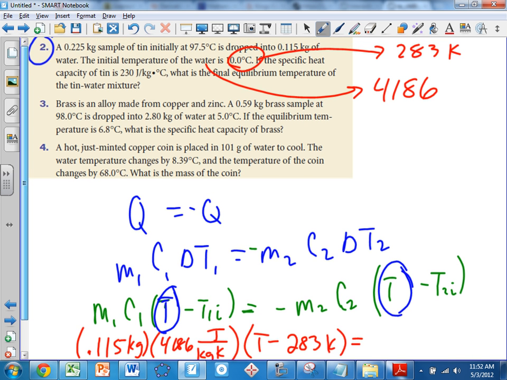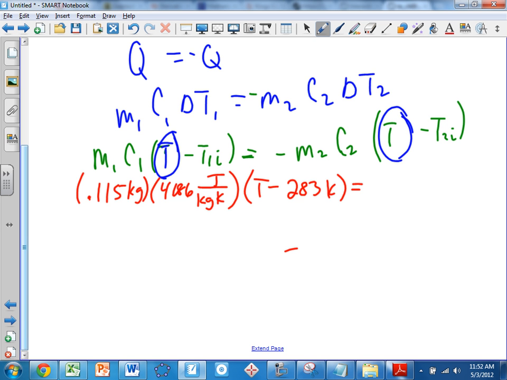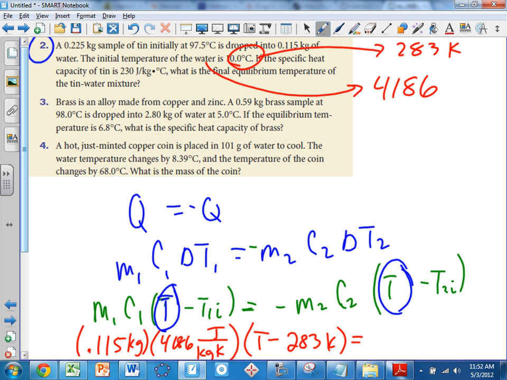The right-hand side is going to be negative 0.225 kilograms. Okay, the right-hand side. Again, guys, come on, keep up with the problem. You should have it written down by now. It's your homework. 225 is the sample of tin. It's the mass. You need to know this. Next, the initial temperature is 97.5. That's going to go at the end.